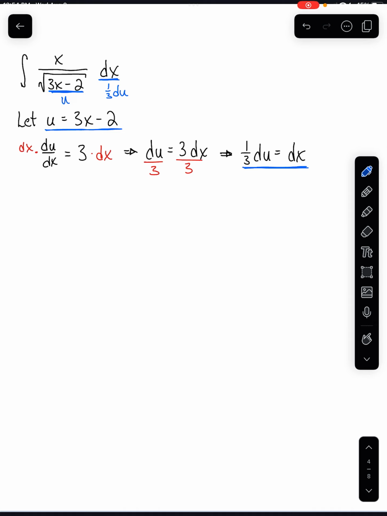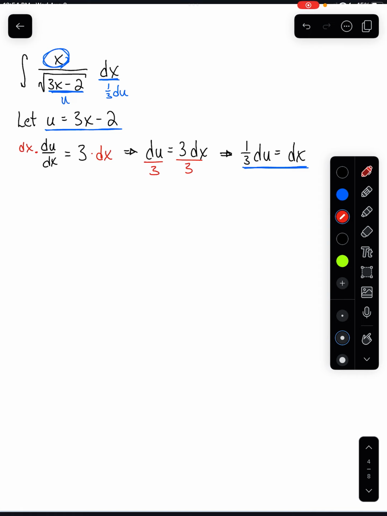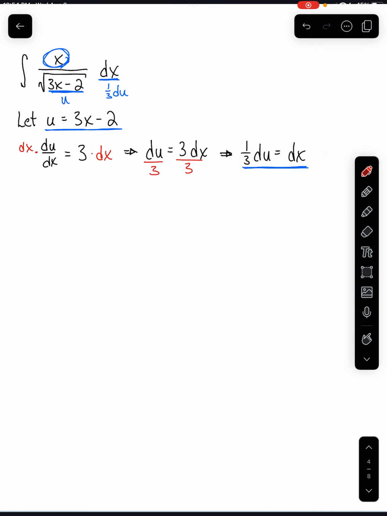Now, there's one conspicuous thing here, and that is the x in the top. We've managed to take out both of the other places where we see an x, the 3x minus 2 under the radical in the denominator. That x is coming out. The dx is coming out and getting replaced by 1/3 du. But we still have that x in the numerator. What are we going to do with that? Well, if we're allowed to manipulate the du dx equation by multiplying on both sides by dx or dividing on both sides by 3, then we can also manipulate the u equation.